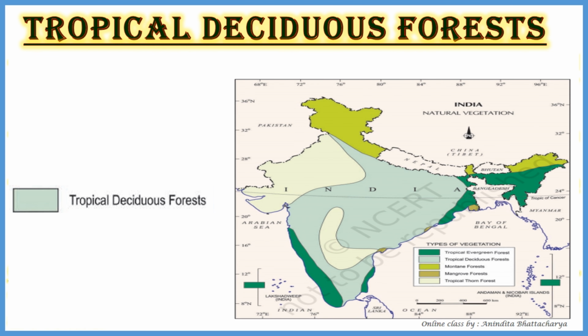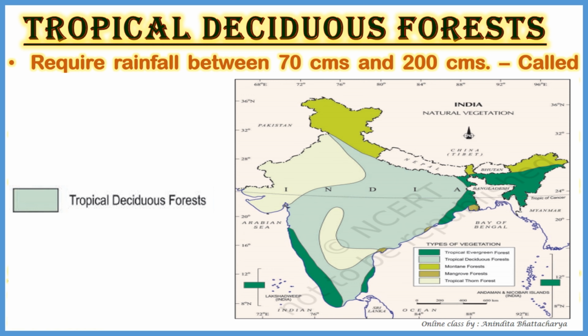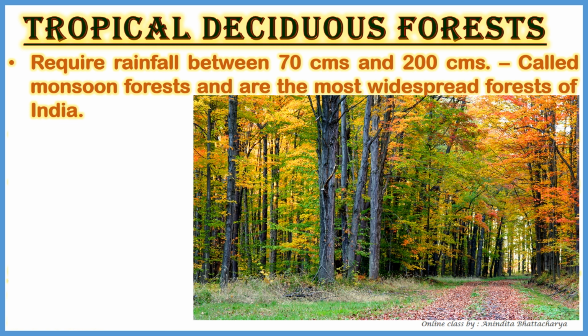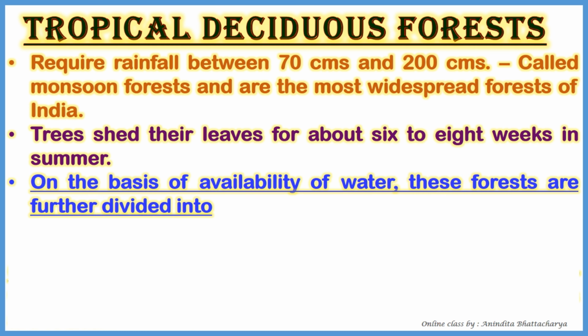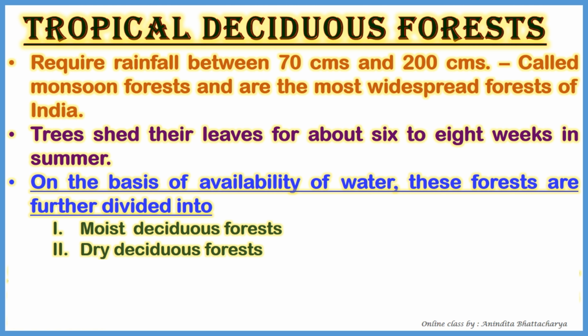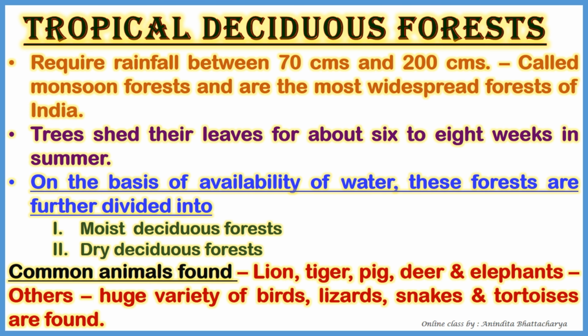Tropical deciduous forest requires rainfall between 70 centimeter to 200 centimeter. This forest is also called the monsoon forest. Trees shed their leaves for about 6 to 8 weeks in summer. On the basis of availability of water, these forests are further divided into two groups. First one is called the moist deciduous forest and second one is called the dry deciduous forest. Common animals found in that forest are lion, tiger, pig, deer, elephants, and a huge variety of birds and lizards also we can see in this type of forest.